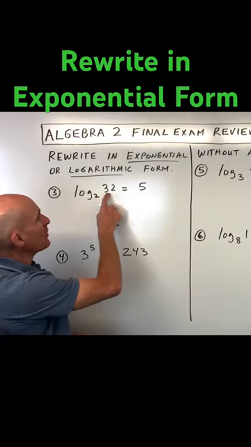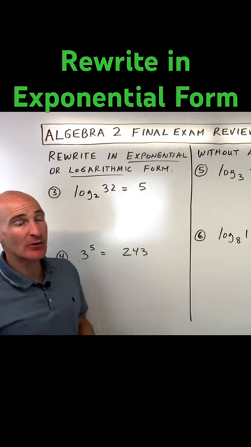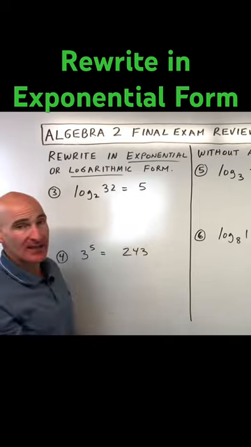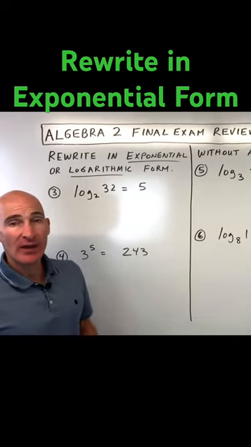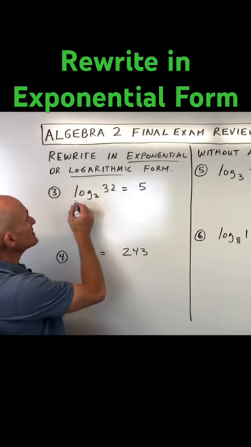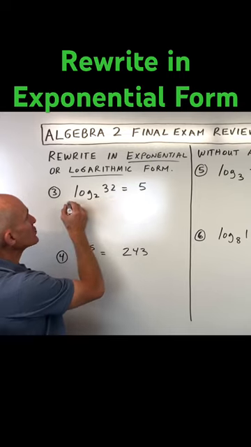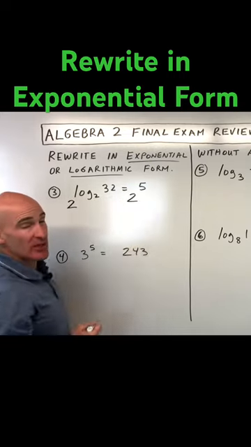Log base 2 of 32 equals 5. How would you rewrite that, not in log form, but exponential form? There's a lot of different ways that teachers explain this. The way that I like to think about it, the way that is most intuitive, is instead of log base 2, let's go ahead and exponentiate, or raise both sides using base 2.